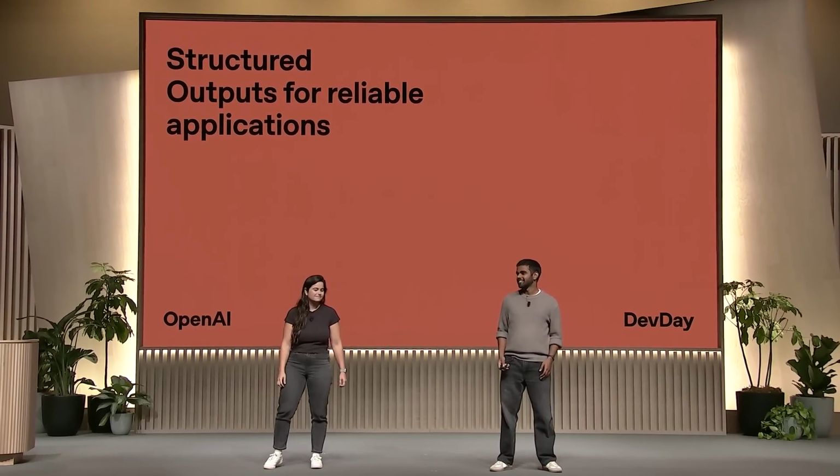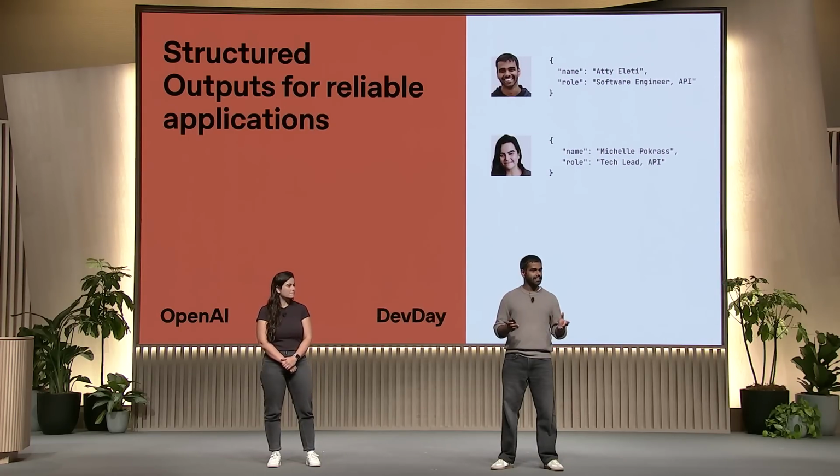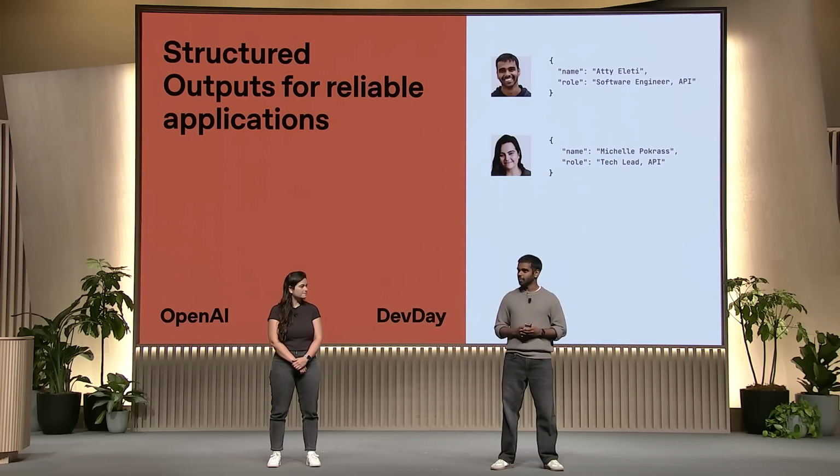Hello, everyone. We're here to talk about structured outputs, an exciting new feature we shipped in the OpenAI API in August this year. It's been a huge unlock for developers working with LLMs, and in just a few short weeks, hundreds of thousands of developers have integrated it into their applications. My name is Ati Aleti, and I lead API design at OpenAI. And I'm Michelle Pokras, and I'm the tech lead here for the API.